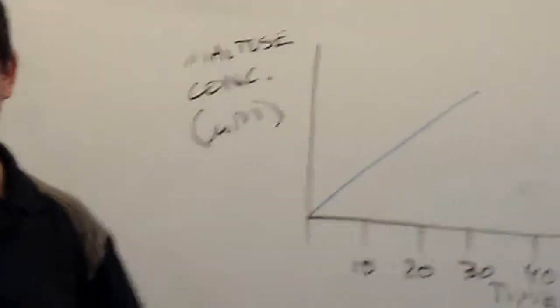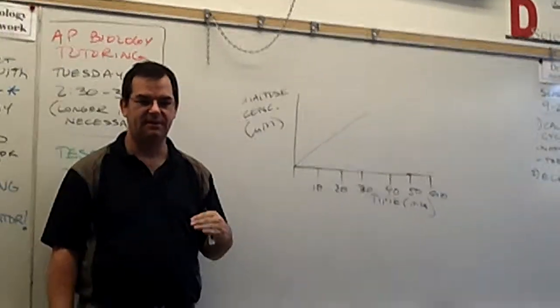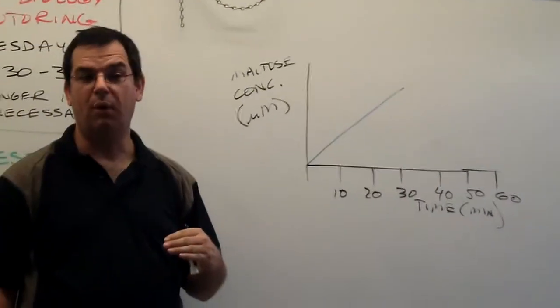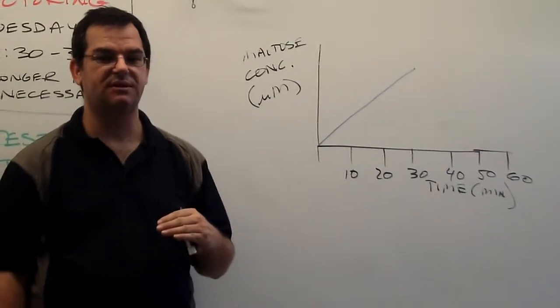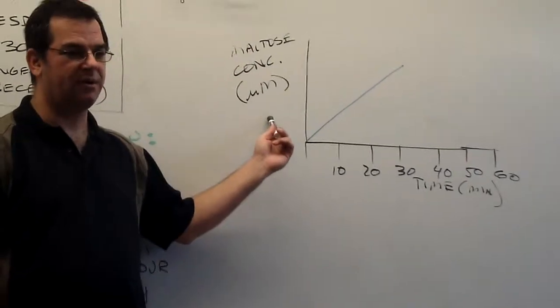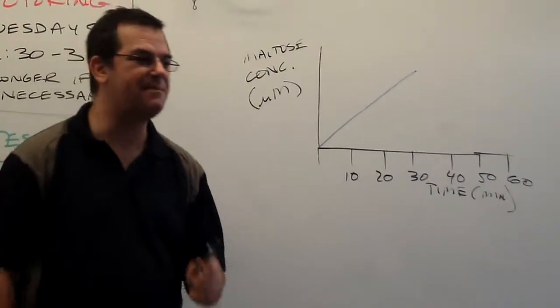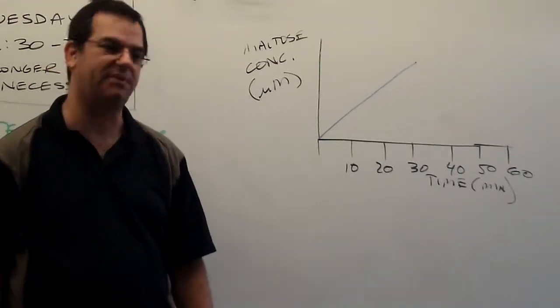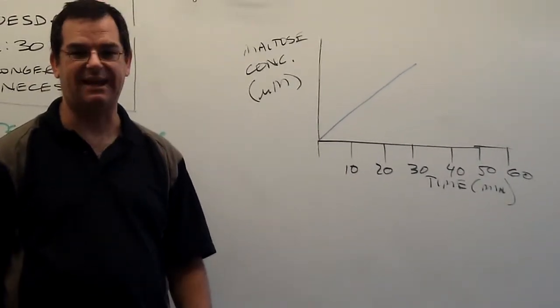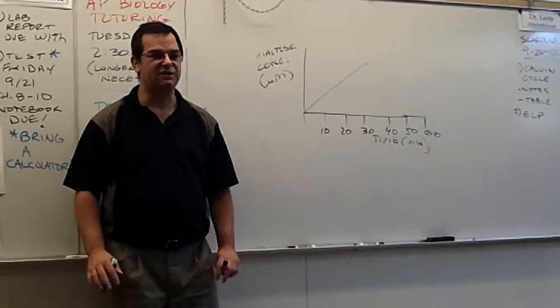And in the slope, what always goes on the top? Y. Yeah, y on the top. On the bottom? X. What are the units? Micromolar over minute. There you go. Do not forget the units in your slope, or thou shalt be sad and uncredited. Got it? Every slope has units.